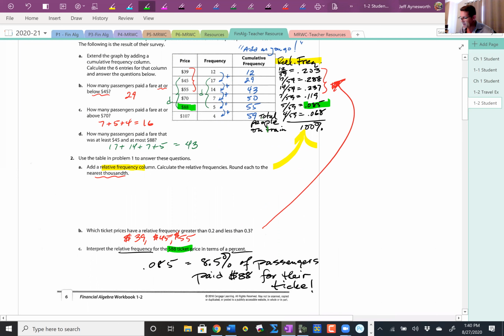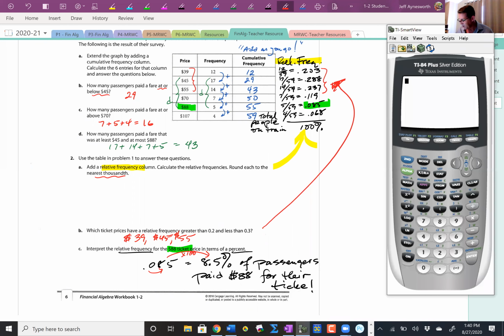0.085, excuse me. And then when you change your decimal to percent, you multiply it by 100, and that'll shift the decimal place two places to the right. You can even try that on your calculator if you like. If you enter 0.085 and multiply it by 100, it turns into 8.5. So you just shift the decimal right two places, and then you will have 8.5%. Does that make sense? Yeah.